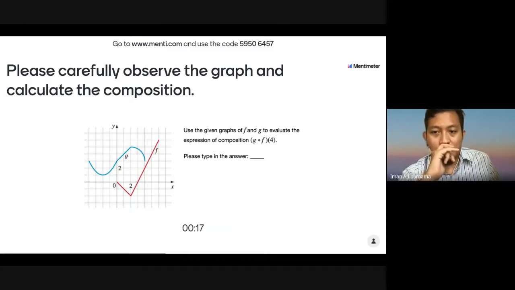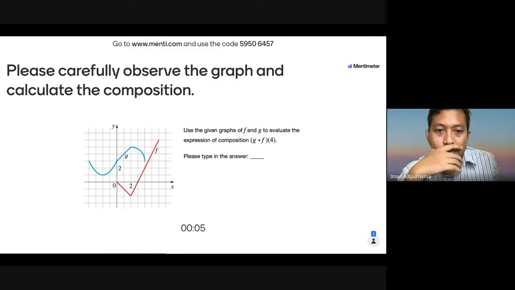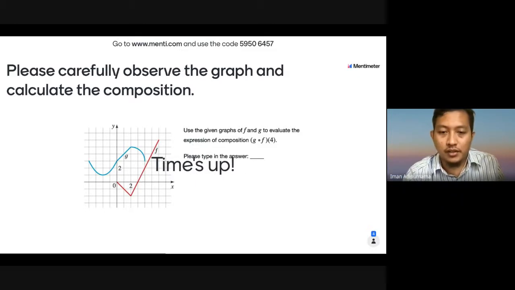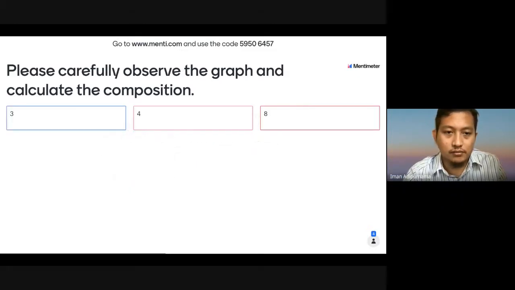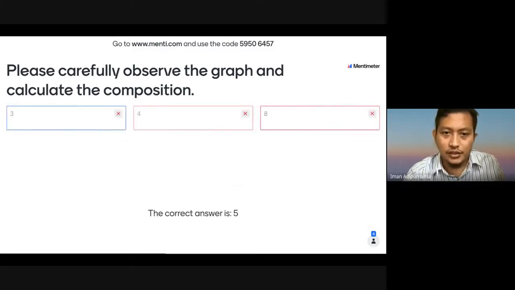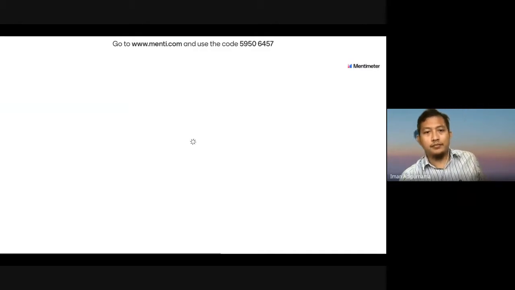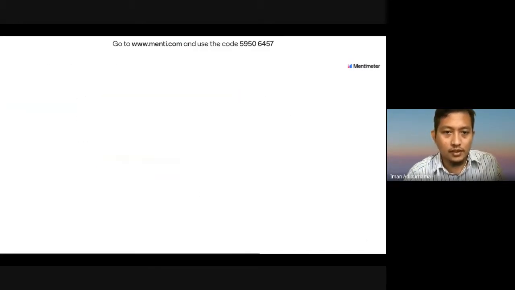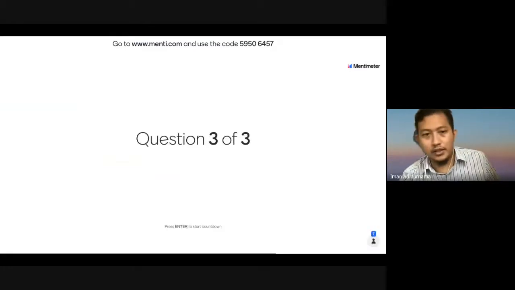Now, this is composition, but based on the graph. So we need to look at the graph and find out which number is going to give the answer. 3, 2, 1. All right. So the answer is 5 based on the graph. So no one answered correctly. So, okay, let's move on. Still the same because no one answered correctly. So question 3.